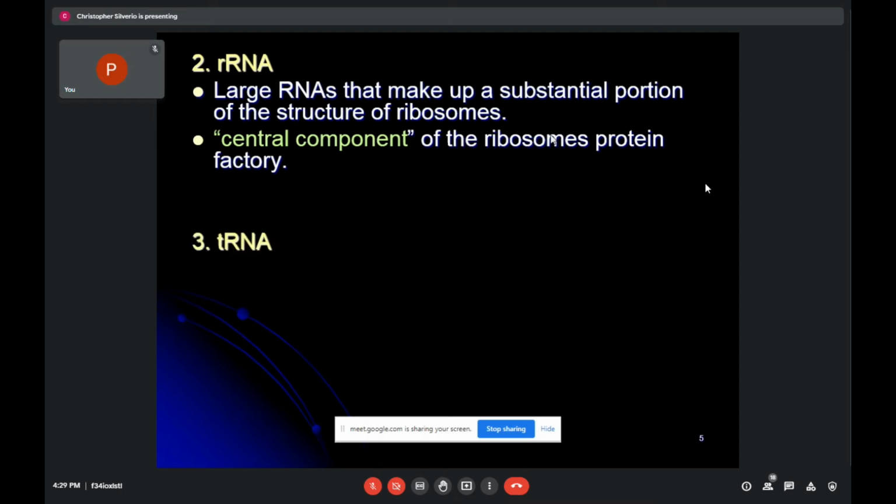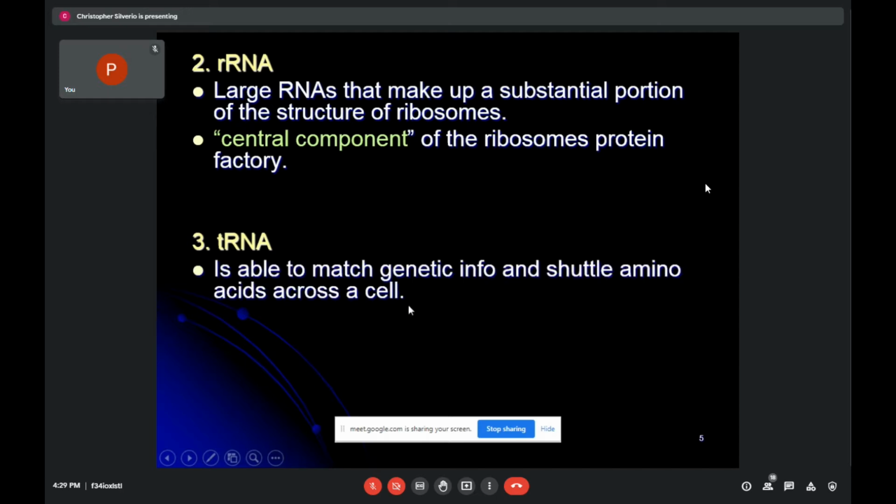Whereas the transfer RNA, and again, it is in the ribosomal RNA where the messenger RNA is bound. The transfer RNA class is able to match genetic information and shuttle amino acids across a cell.